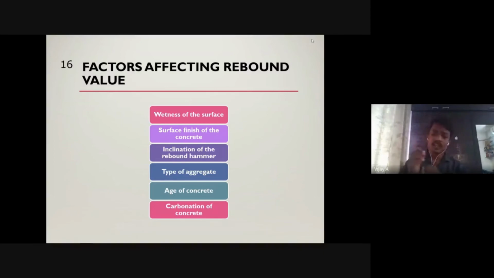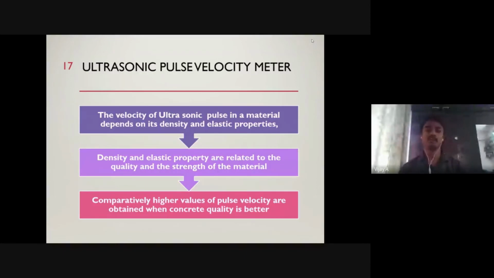And remember, you should hold. I also told you the rebound hammer should be at a right angle, or perpendicular, to the concrete surface exactly, and you should not allow any inclination of the rebound hammer. And the type of aggregate, the age of concrete, and carbonation of concrete. So these are the different factors that are going to affect your rebound values.